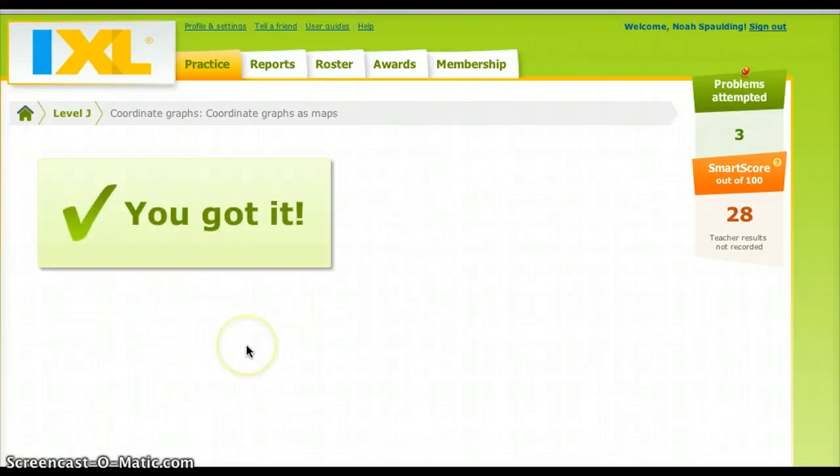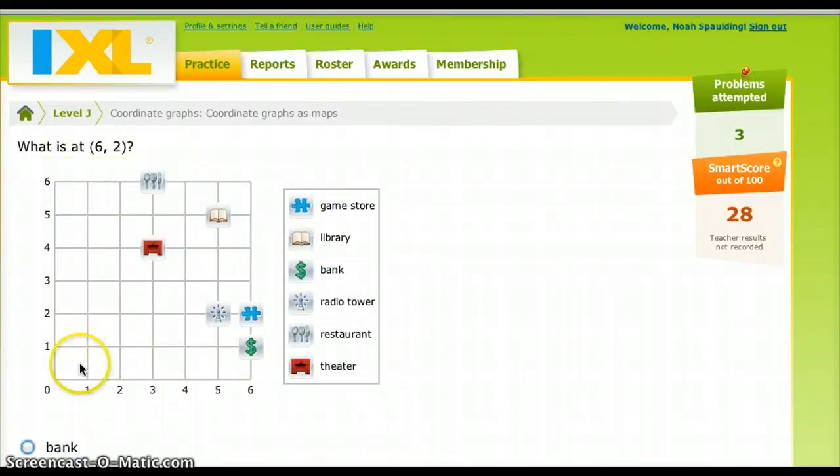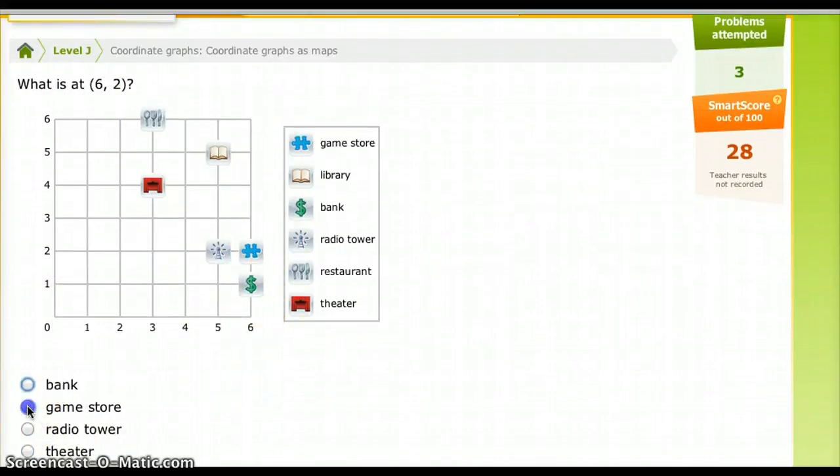There we go. Okay, what is it? 6, 2. So go to 6, 2 and find out what's there. So start at the origin, go over 6, and then we go up 2. So it's the game store.